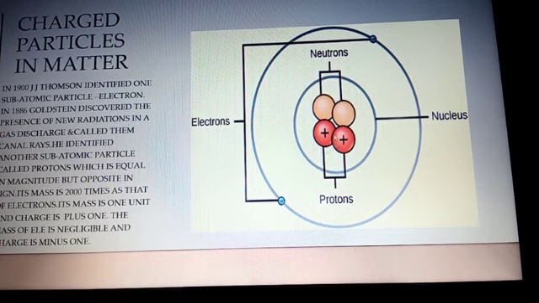Okay, so the nucleus consists of the protons and the neutrons. Neutrons means they have neutral charge. They do not have a charge. They are neither positive nor negative. And protons are positive charge.